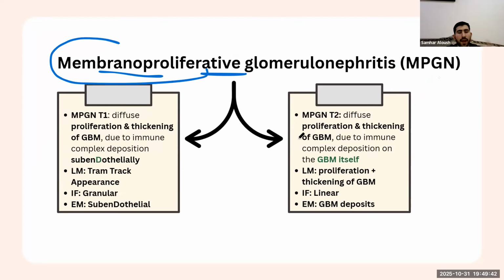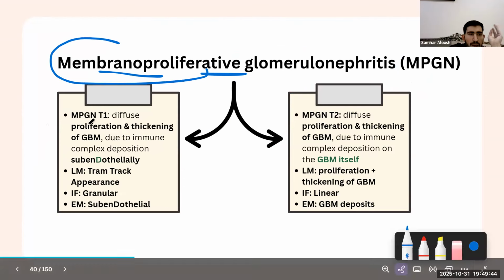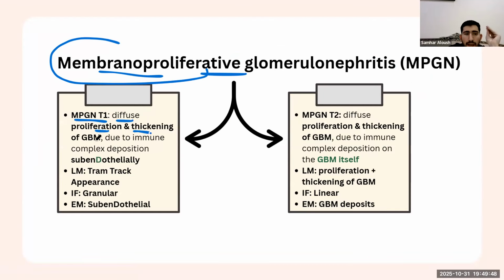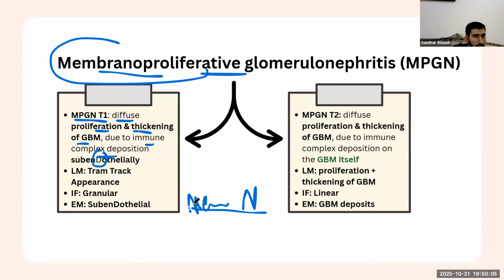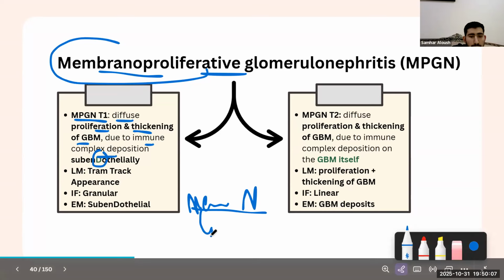Okay, MPGN. MPGN has two types. Okay, first type MPGN type 1 it's diffuse proliferation and thickening of GBM. يعني basement membrane is thickened and proliferated. تمام؟ ليش؟ due to immune complex deposition. طب where are they depositing? Subendothelially. طيب من شوي حكينا عن membranous nephropathy بس membranous سادة من دون proliferation وقلنا إنها subepithelial.